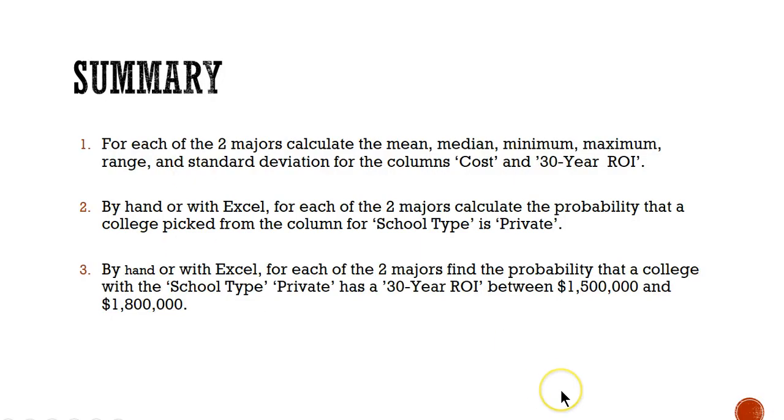Here are some of the topics we're going to go over inside the project. We're going to get the descriptive statistics, such as mean, median, minimum, and maximum. We'll do it for both cost and 30-year ROI, two columns. We're also going to calculate the probability of picking a certain school type, private. And for private schools, we'll see if we can find the probability of selecting between 1.5 million and 1.8 million. Let's get started.